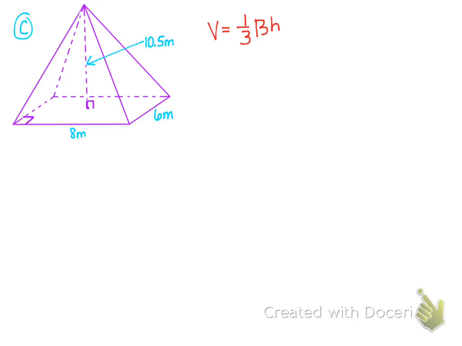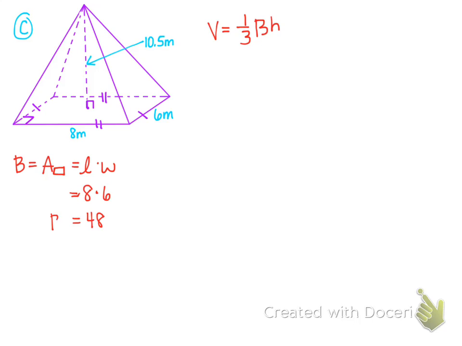Okay, so we have the height of the pyramid. The height of the pyramid is 10.5. So we need to find out what the area of the base is. So I'm going to go to the side, and big B is we need to find the area of the rectangle. A rectangle's area is length times width. So if we're looking at this rectangle down here, we're going to multiply 8 and 6. So we get that the area of the base is 48. So that was pretty straightforward.